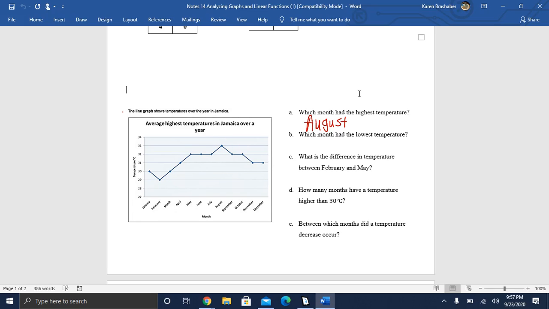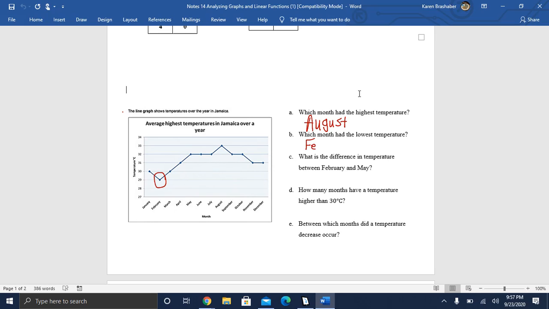Our second question, B, is which month had the lowest temperature? So we'll look here. Notice that your temperatures are listed over here. We want to know what month had the lowest. We'll find our lowest data point, and that's going to be in February.